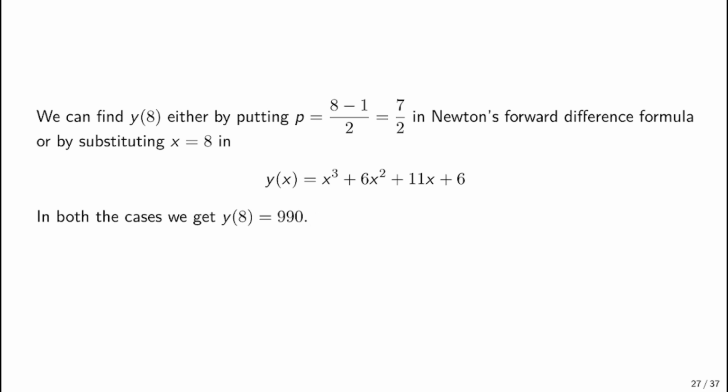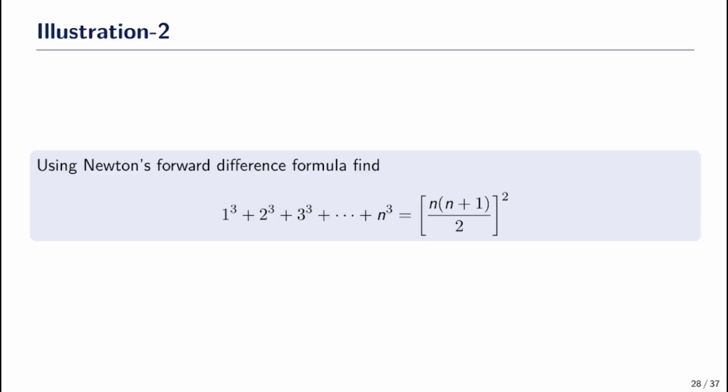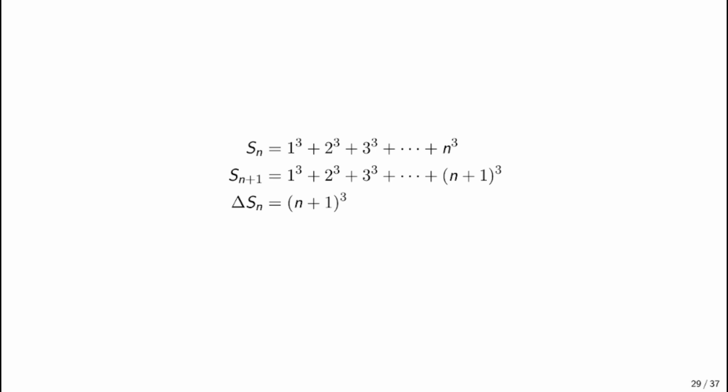Now we will go to the second problem. Using Newton's forward difference formula, we will find the sum of cubes of the first n natural numbers. So here Sn is equal to 1 cube plus 2 cube up to n cube. So Sn plus 1 will be 1 cube plus 2 cube up to n plus 1 whole cube. So if you take delta Sn, it will be n plus 1 whole cube.